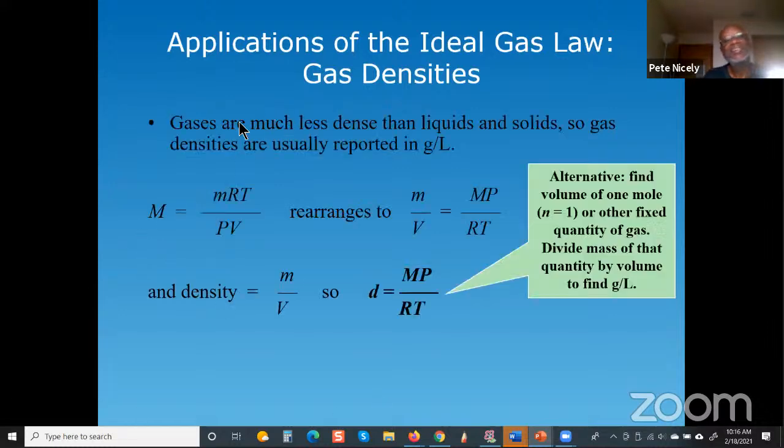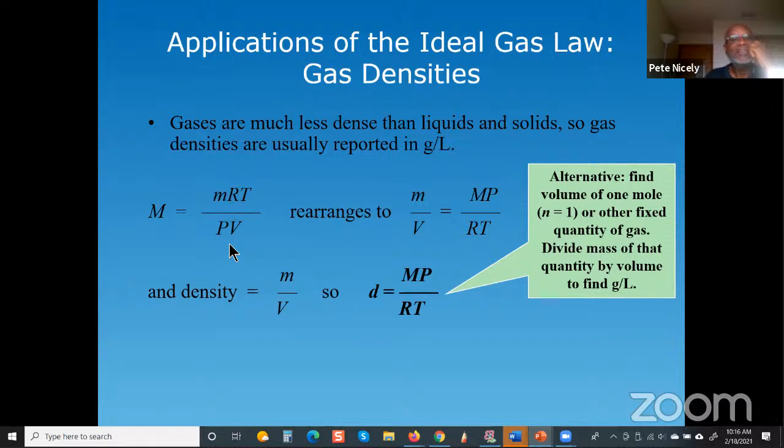is that gases are much less dense than liquids and solids. I think I made that point before at the very start of this particular chapter. And therefore, as a result, their densities are usually reported in grams per liter, all right? Whereas in the case of solids and liquids, we tend to express their densities in grams per cm cube or grams per mil.